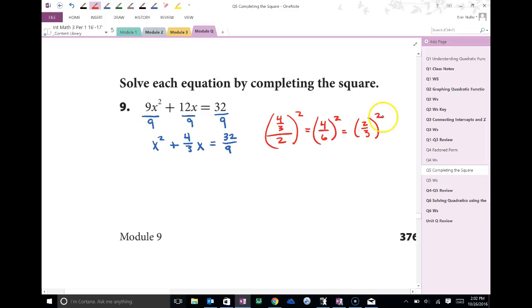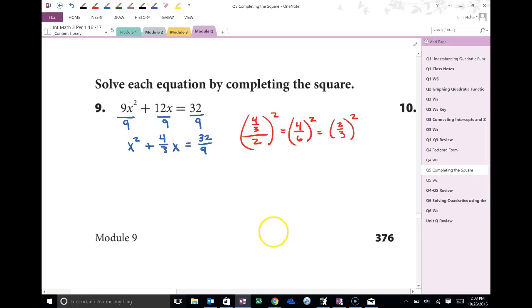And now I have to square 2 thirds. So how do I square a fraction? You just square the top and you square the bottom. So on the top I have 2. What's 2 squared? 4. And on the bottom I have 3 squared.